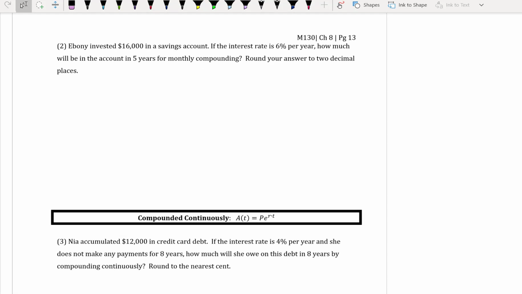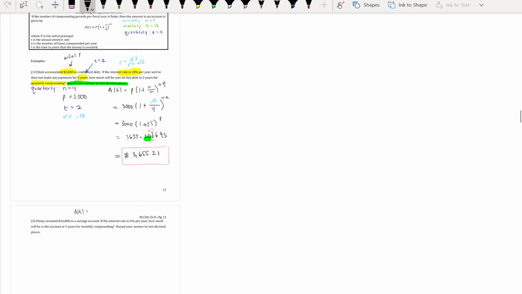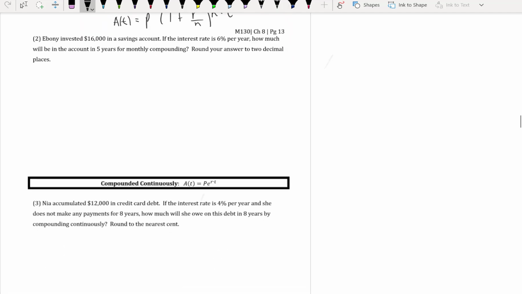For number 2, we have Ebony invested $16,000 in a savings account. If the interest rate is 6% per year, how much will be in the account in 5 years for monthly compounding? Round your answer to 2 decimal places. So now here we're saving, but it's still going to be the same formula, so that we have A of T is equal to, and that formula was P times (1 plus R over N) to the N times T power. I just want to make sure that I wrote that down.